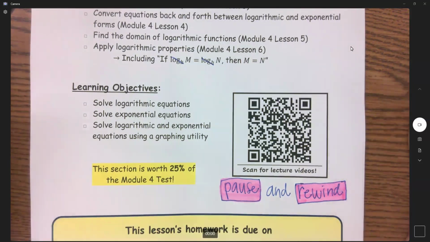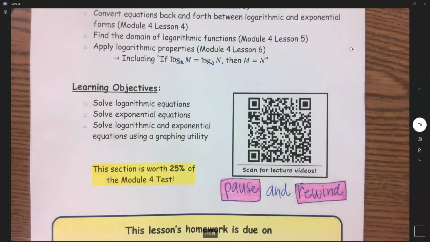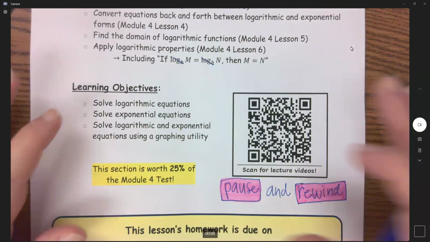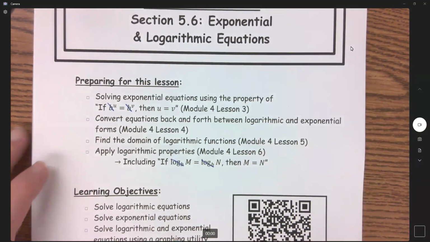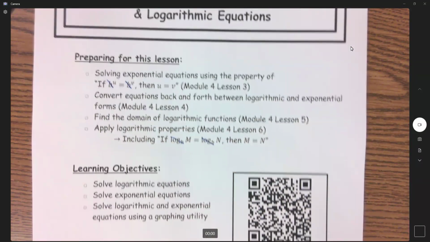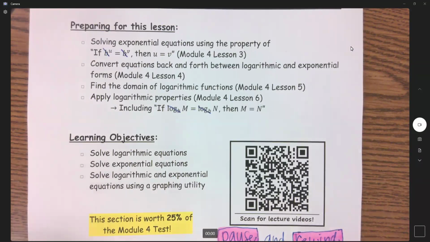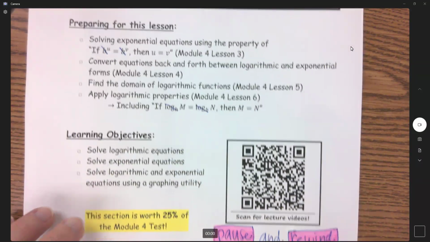This is such an important section going forward in your other math classes that I am weighting this higher on your paper test. And not only is this an important lesson going forward, but look how much previous information you are needing to apply to solve these equations. So it's not really all about solving equations, it's about what else we are needing to be able to solve.